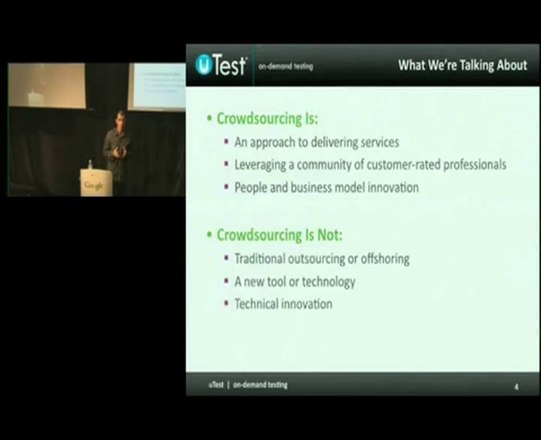So to summarize, what is crowdsourcing? Really, crowdsourcing is an approach to delivering a service. It's the capability to leverage a large community of customer professionals. So these are not just people. It's people in a specific field of expertise that come together as a community, okay, and work together for a common cause. It really is a people and business model innovation. Now, what it is, crowdsourcing is not traditional offshoring or outsourcing. It's not a tool or technology, and it's not a technical innovation.